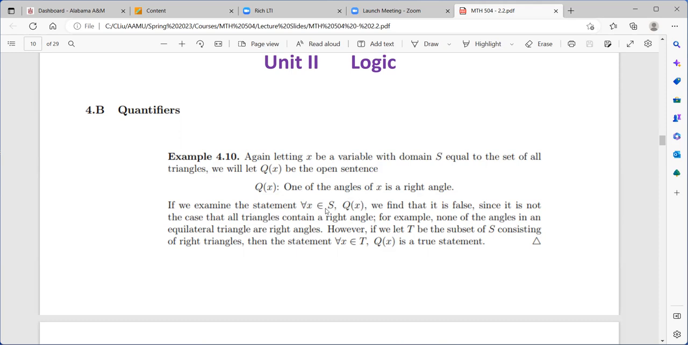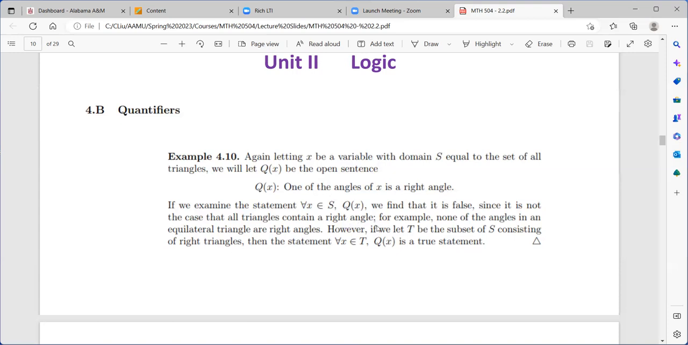Although it doesn't give you a specific value of x, it is a statement, and the statement is false. Just make sure you understand what it means here. We talk about equilateral triangles or right triangles. An equilateral triangle doesn't have any right angle. So this statement is false.